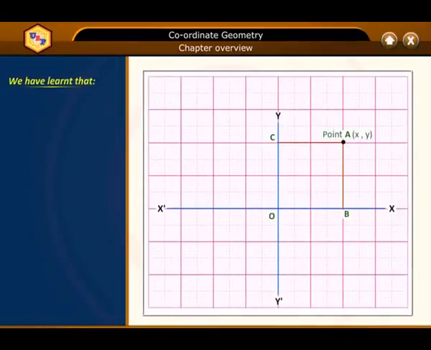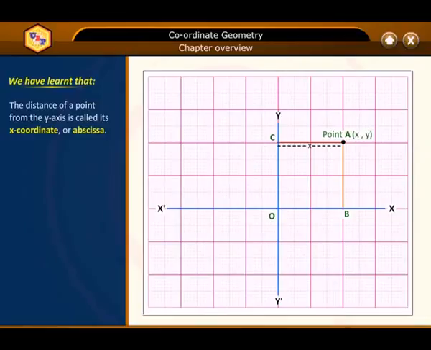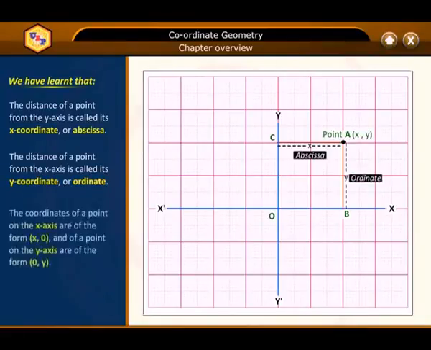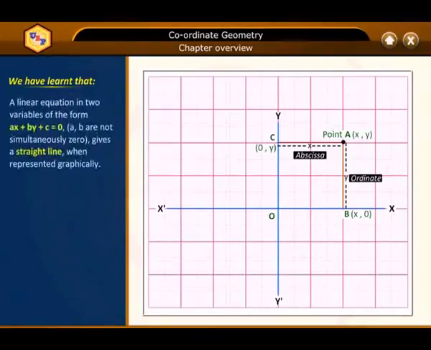We have learned that the distance of a point from the y-axis is called its x-coordinate or abscissa. The distance of a point from the x-axis is called its y-coordinate or ordinate. The coordinates of a point on the x-axis are of the form (x, 0) and of a point on the y-axis are of the form (0, y).